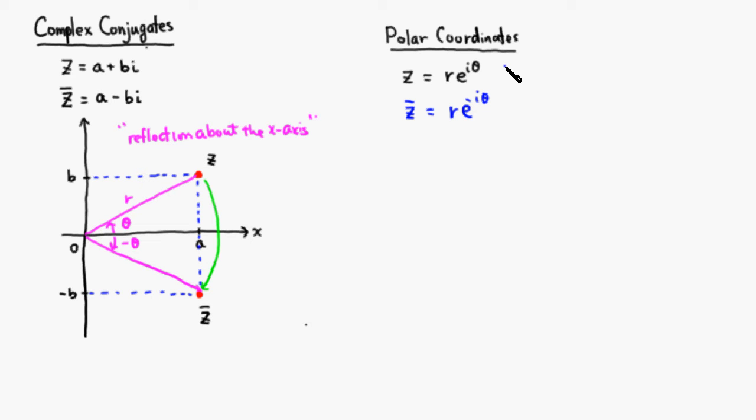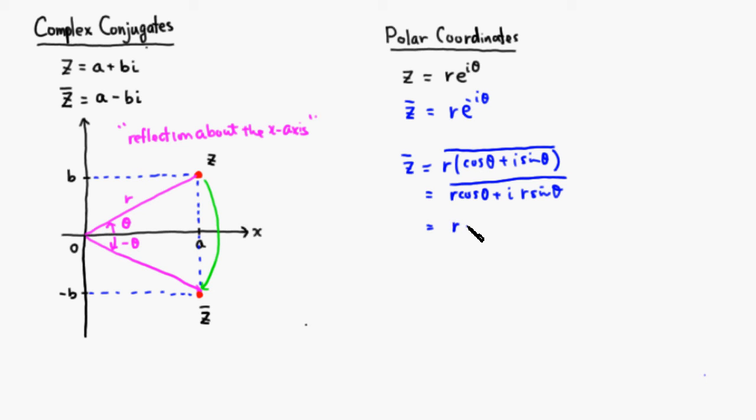We can actually check this by writing it in terms of sine and cosine. Using Euler's formula, z can be written as r times cosine of theta plus i sine of theta. So you have r cosine theta plus i times r sine theta. If you take the conjugate, just negating the imaginary part, r cosine theta stays the same, but it's negative i r sine theta.